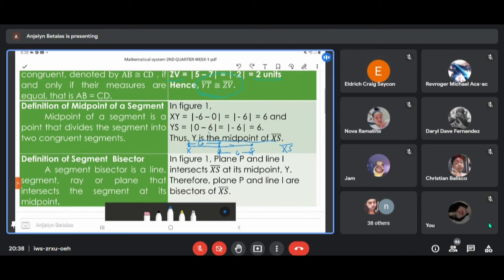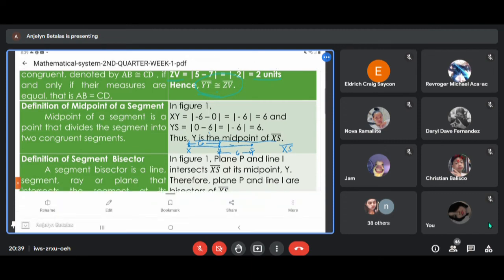Next is the definition of segment bisector. A segment bisector is a line, pwede siya segment, pwede siya ray, pwede siya plane, that intersects the segment at its midpoint. So, example, plane P and line L intersect segment XS at its midpoint Y. Therefore, plane P and line L are bisectors of segment XS.